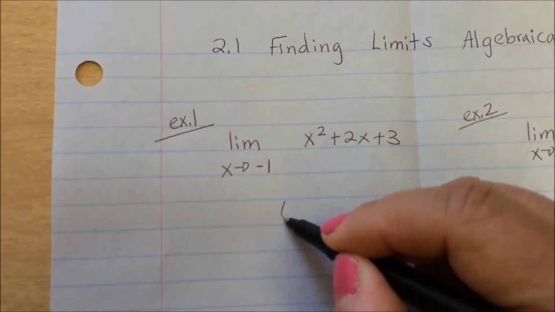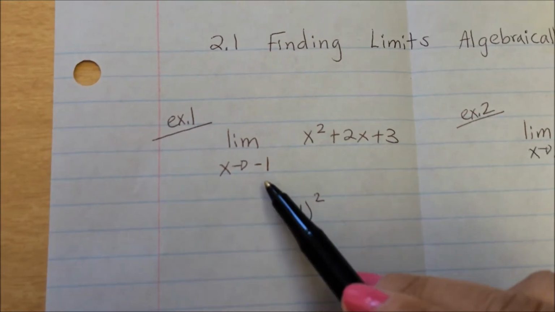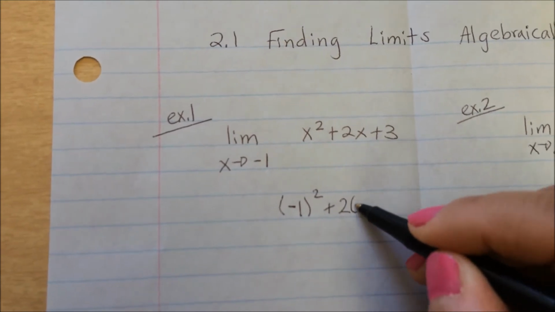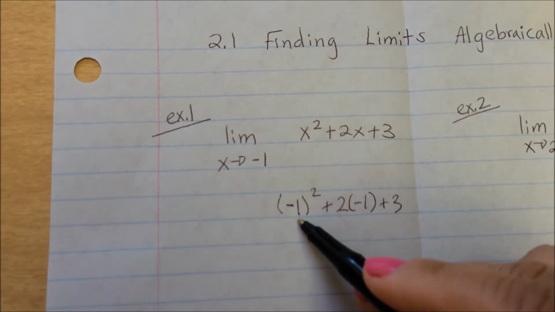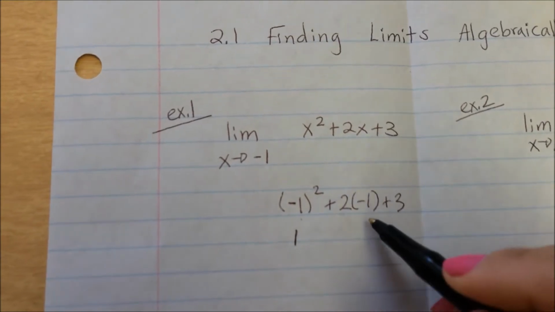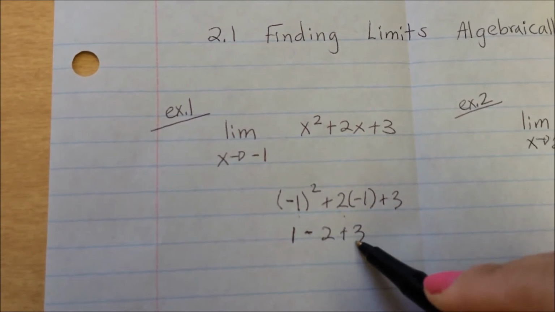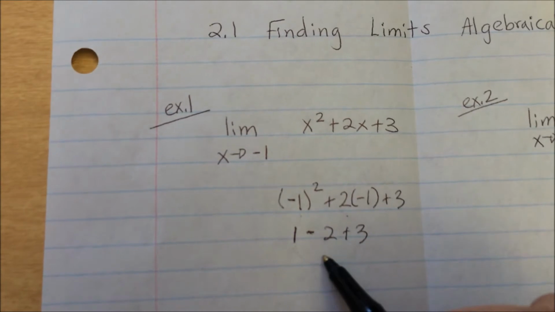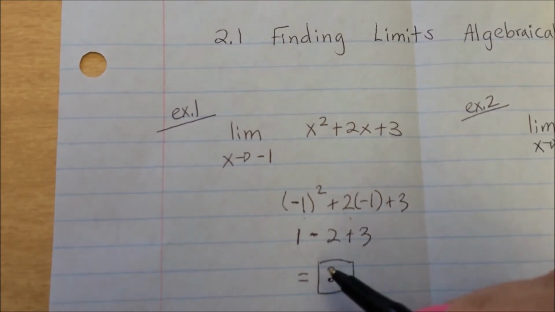So let's go ahead and do that. I'm going to put (-1) squared, and I like to put the parentheses, especially if you have a negative, so make sure you do that. Be careful of that. We have 2 times (-1) and then plus 3. So if we simplify this, (-1) squared will give us +1. 2 times -1 is -2, and then plus 3. So if we simplify that further, this is 4 basically, right? 4 minus 2 will give us 2. So the final answer is going to be 2 in this case.